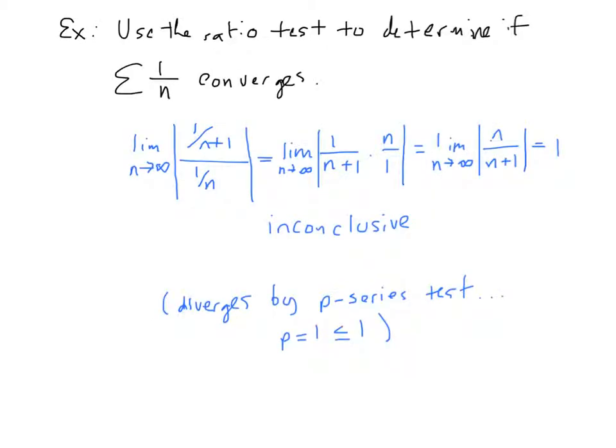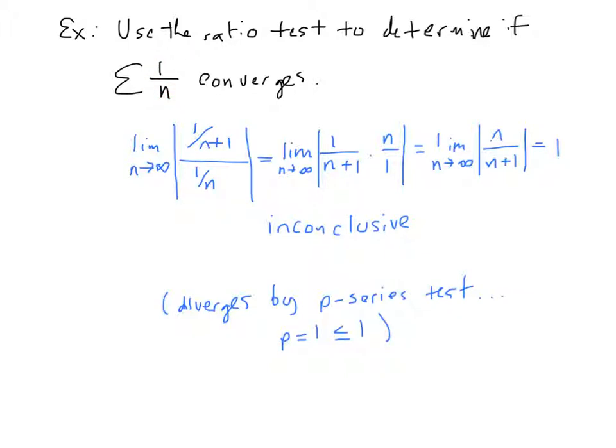So here's an example. Use the ratio test to determine if the infinite series 1 over n converges. This is the harmonic series, just to remind you. So using the ratio test, we have the n plus 1th term, so we're going to plug n plus 1 in for n, so we get 1 over n plus 1, and then over the nth term, which is just the general term, so 1 over n.